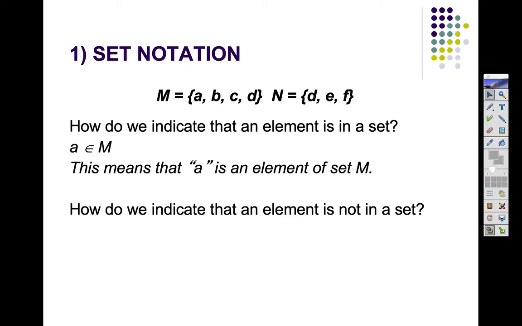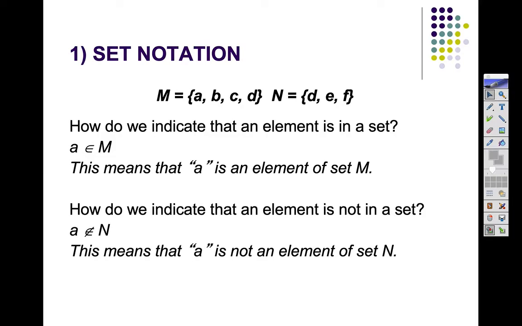Most of the time in math, if we have equal to and not equal to, you just cross a line through the symbol. So A is in M, versus here A is not in N. Why is A not in N? Look at N. It's just D, E, F. So A is not in N. Not an element or not a member of the set.